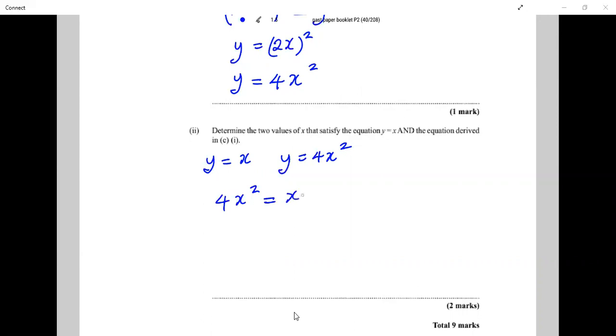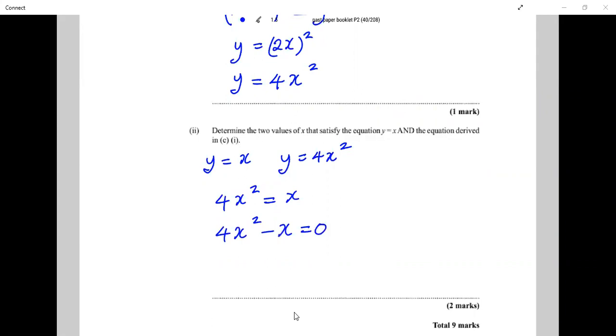You have two equations. One is y is equal to x. The other one is y is equal to 4x squared. The two y's are equal, therefore 4x squared is equal to x. This is a simple quadratic equation. The first step in solving a quadratic equation is to ensure that one side of the equation is equal to 0. So I'm going to have 4x squared minus x is equal to 0.